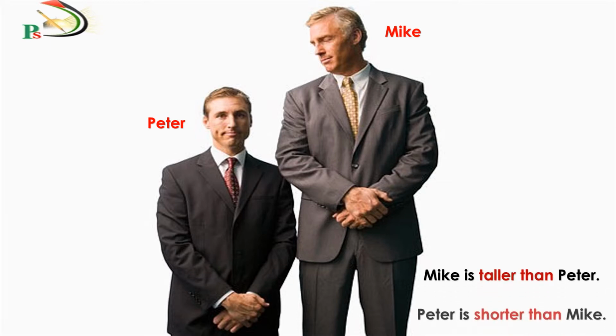Now look at this picture. This is Mike and this is Peter. They aren't the same. They have some differences according to their heights. We can compare between them by using the adjectives tall and short. So we can say Mike is taller than Peter. Peter is shorter than Mike.